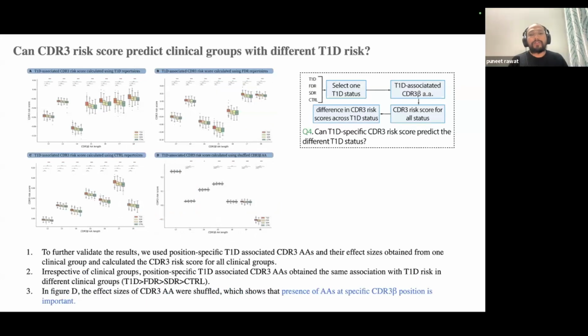And then to also validate that the CDR3 score is a good measure, we used only type 1 diabetes repertoires and then calculated the CDR3 score for the other clinical groups as well. We have done this using just the FDR repertoires or just the control repertoires. Can we see the same trend? And we observe that T1D always has a much higher CDR3 score compared to the FDR, SDR, and control. There is always a trend.